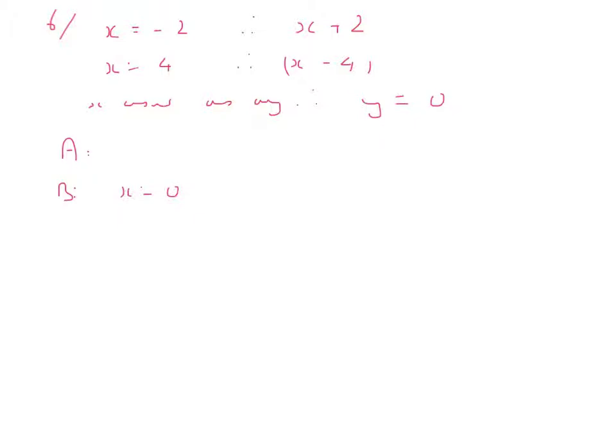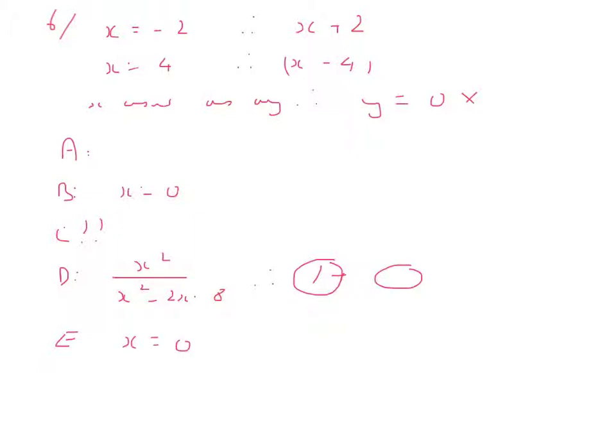B is wrong because it would also have x equals 0 as an asymptote. C is possible, so let's come back to that. D is wrong because if you expand the bottom line, you'll get x squared minus 2x minus 8, and therefore top and bottom are equal. So if we do long division, we're going to get 1 plus something. That means your asymptote would be 1, and that's wrong because it doesn't match this. And E is also wrong because it has x equals 0 as an additional asymptote.